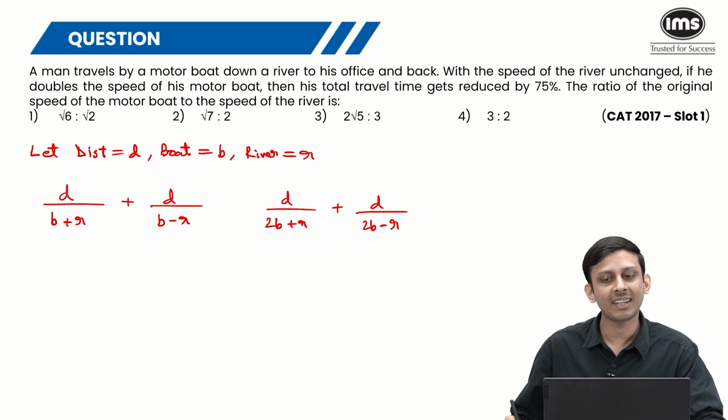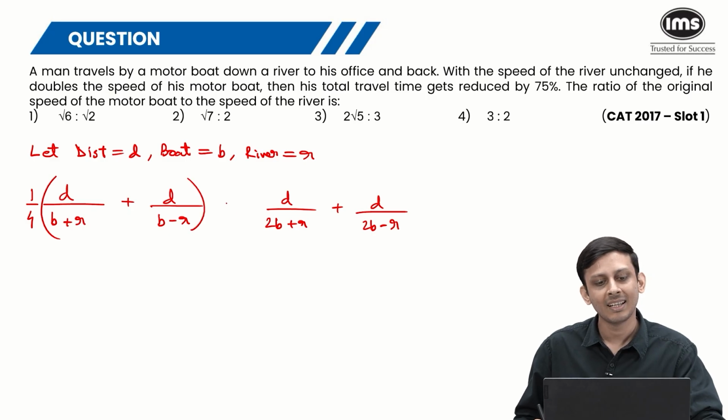Now in the new situation, the time is reducing by 75%. Not to 75%, by 75%. Which means it is reducing to 25%. If you decrease something by 75%, it becomes 25% of the original value. And 25% is 1/4. So we can say that the new time is 1/4 of the original time. Okay, so if we take 1/4 of this entire original total time, the new time will be equal to that.